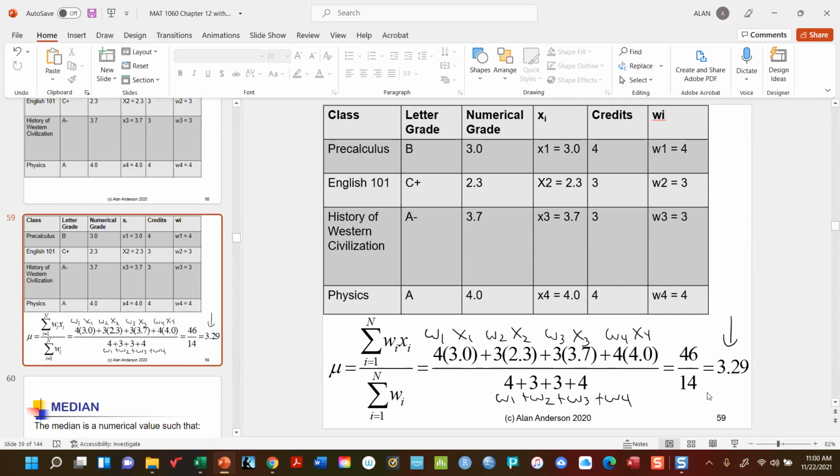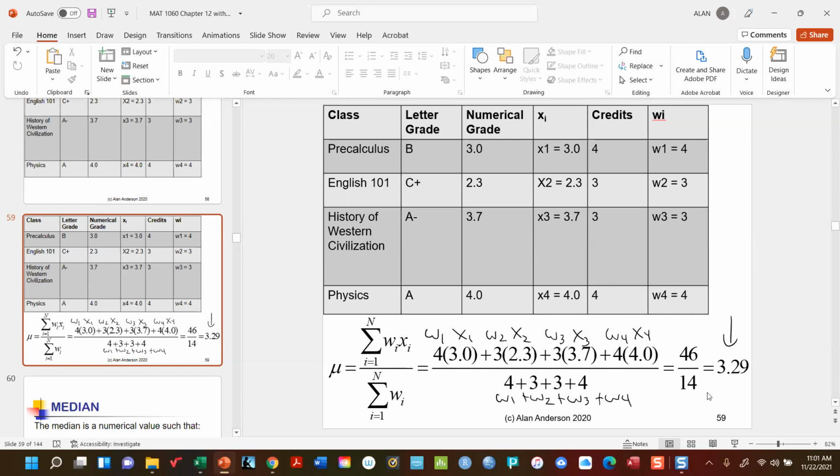And by the way, if you just added them up and divided by 4, I'm going to do this right now on my calculator. You would have only gotten 3.25. So you would have been cheating yourself out of some points there. So yes, you have to take into account the fact that the physics and the pre-calc have more credits when you calculate your GPA. So that mystery has been resolved.